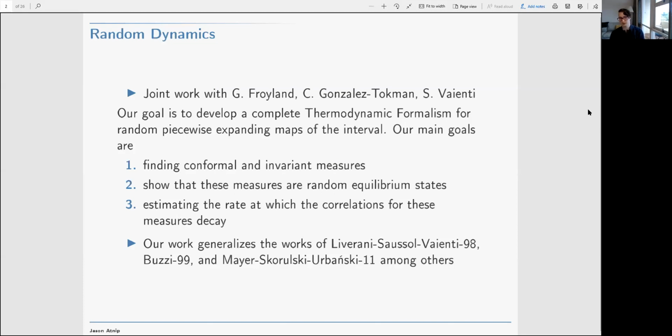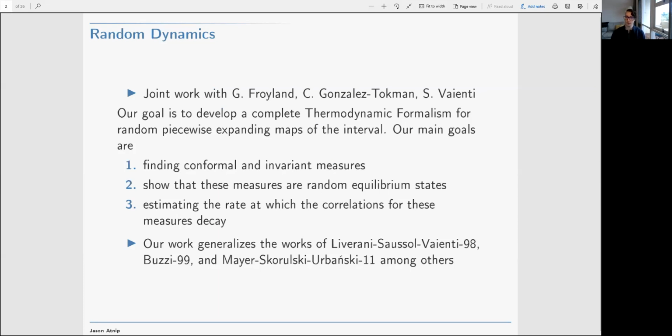Like I just said, our goal is to establish a complete thermodynamic formalism for random piecewise expanding maps of the interval. And before I keep going, if you have any questions, I'll try and monitor the chat, but if you just want to pop in, feel free.